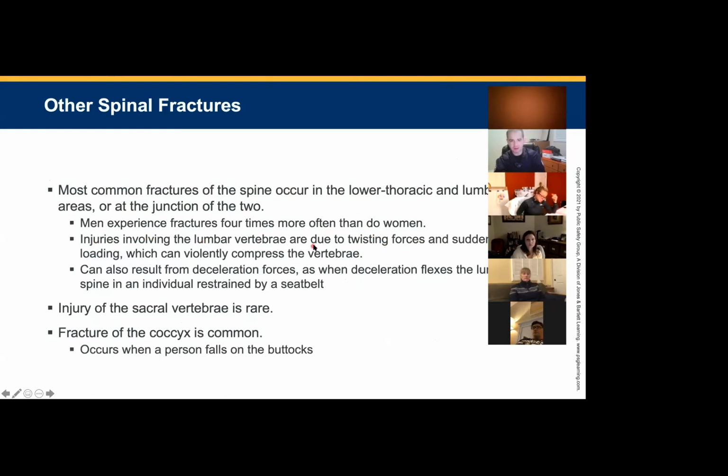Injuries involving the lumbar vertebrae are due to twisting forces and sudden axial loading, which can violently compress the vertebrae. And this can also result from deceleration forces, as when deceleration flexes the lumbar spine in an individual restrained by a seatbelt. So seatbelts can lead to further injuries, right? If somebody's seatbelted in and their back is continuing to move forward, you can have an injury from that. Injury to the sacral vertebrae is rare. And does anybody know why the injury to the sacral vertebrae is rare?